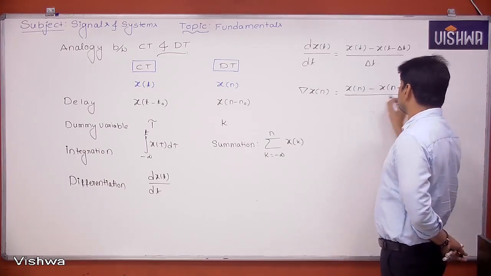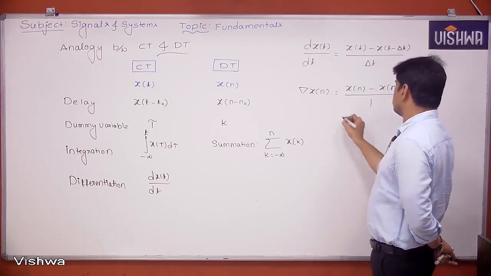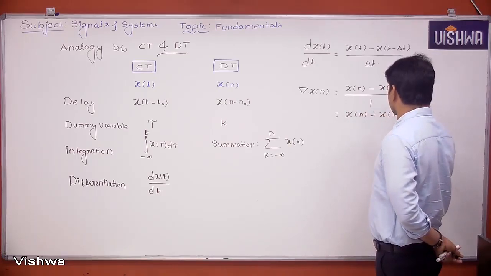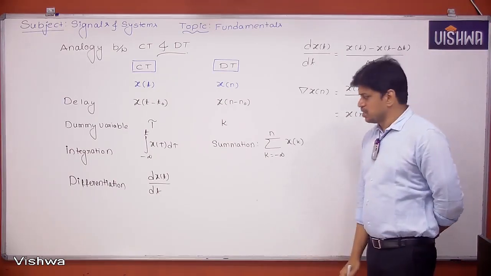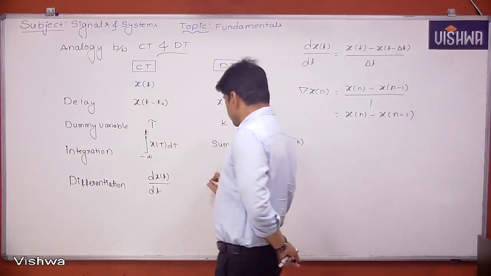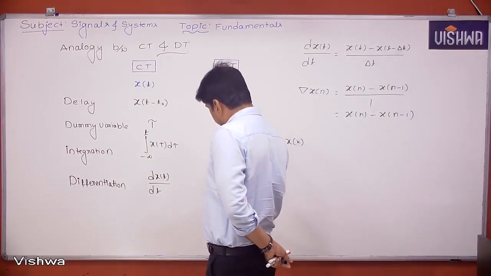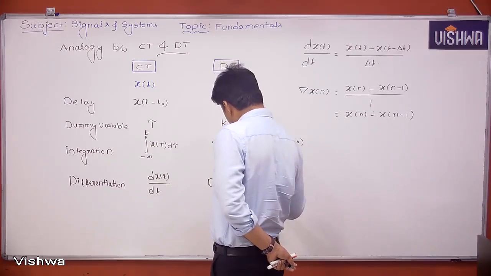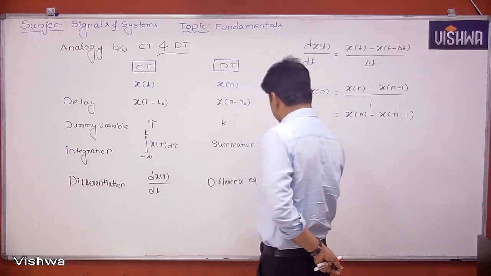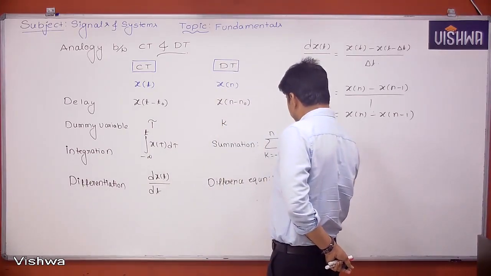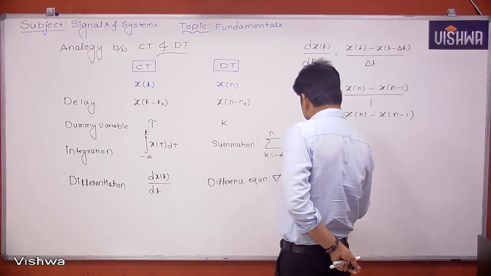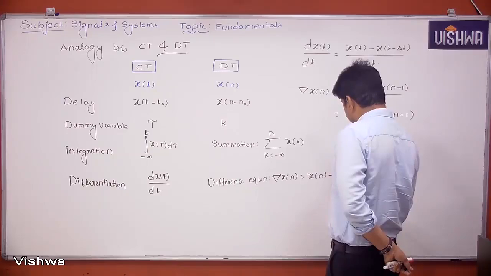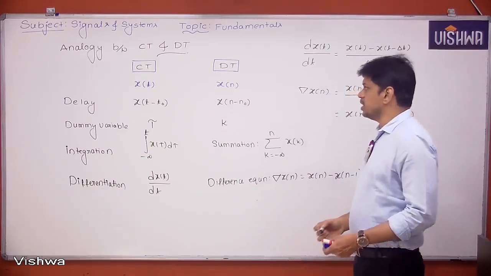So what is the difference between them? 1. So this is nothing but x of n minus x of n minus 1. So this is the difference equation. So differentiation is similar to the difference equation. That is, delta x of n is equal to x of n minus x of n minus 1.